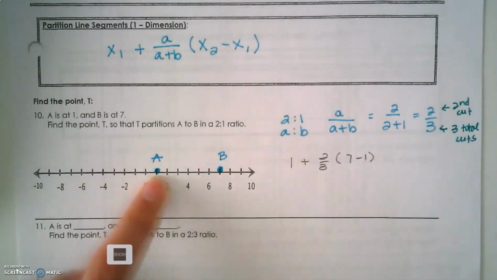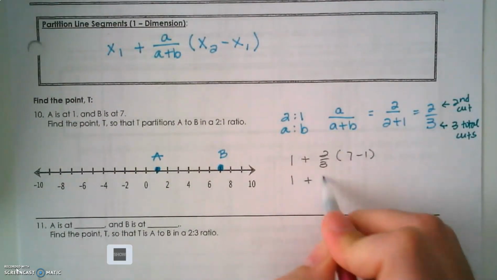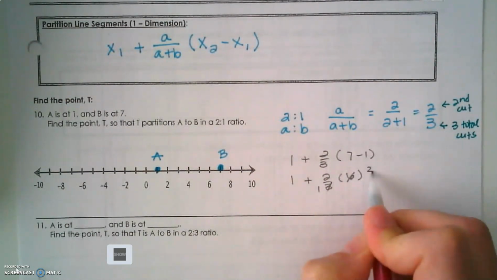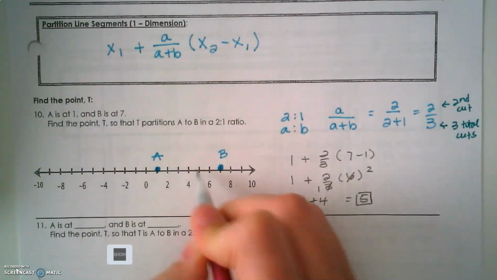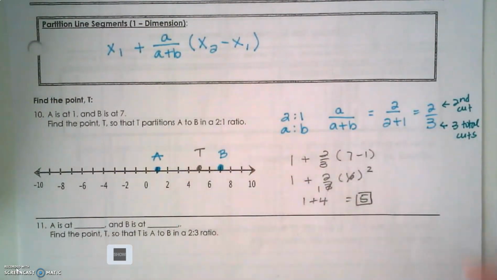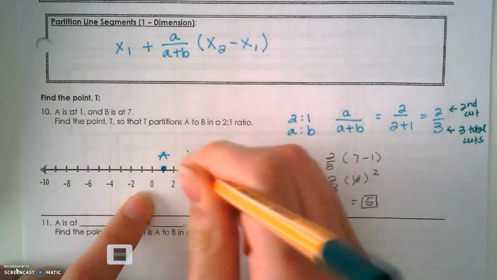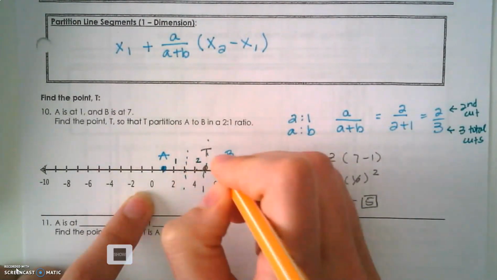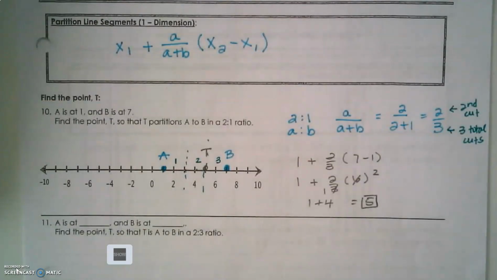So again, at this point you could put it on your calculator and let it solve. I'm just going to do it by hand. 1 plus 2/3 times 6. I know that 3 goes in 6 twice, so 2 times 2 is 4. So 1 plus 4, that's equal to 5. So 5 is that second cut out of 3 total cuts. Well, here's how I know. I can go over 1, 2, 1, 2, 1, 2, and I have 1, 2, 3 parts of my line. So that point T is at that second point here.